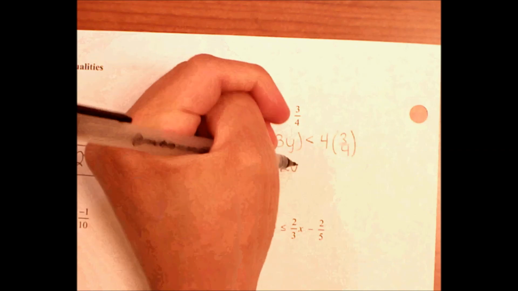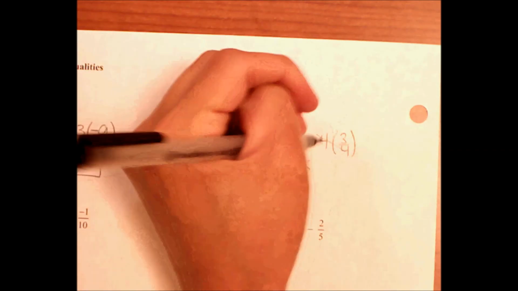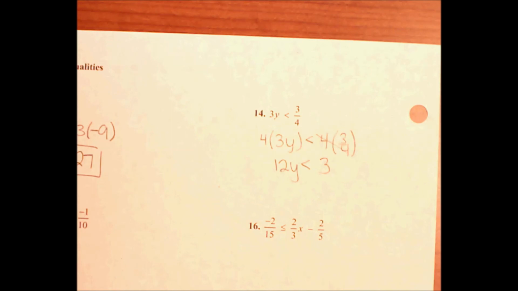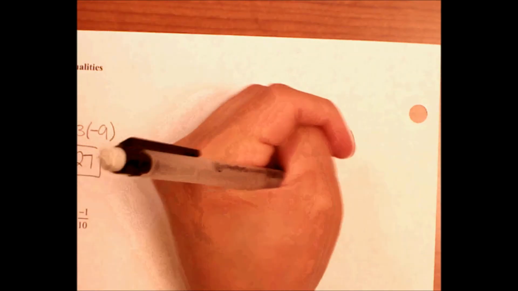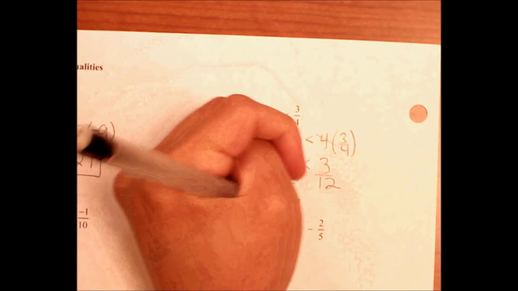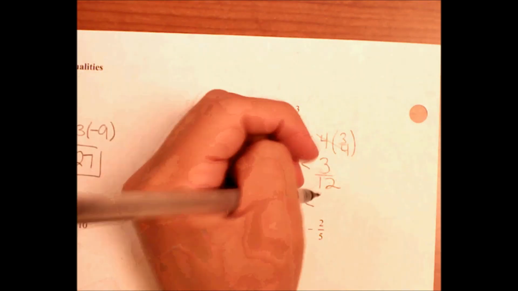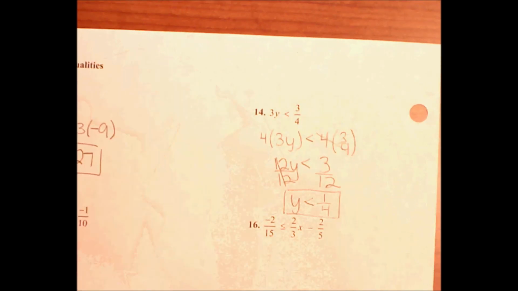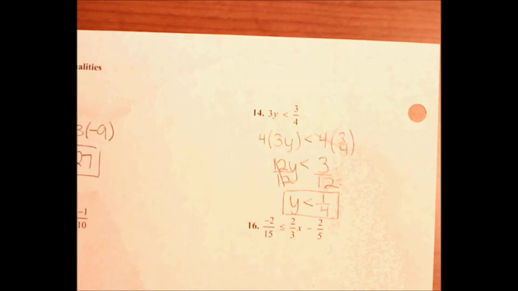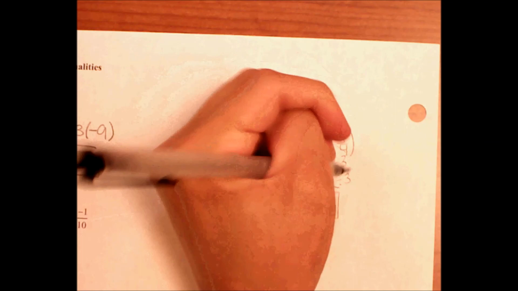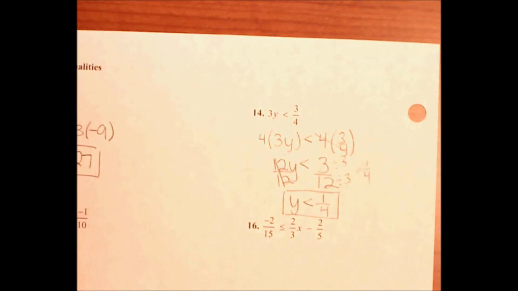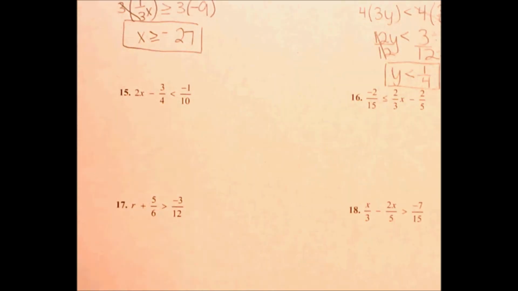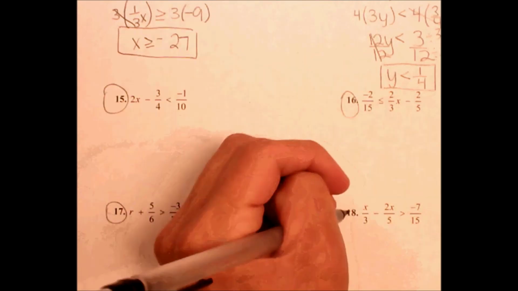So we have 12y is less than 3. Divide by 12, divide by 12. y is less than 1/4. You have to reduce it. You get 1/4 by dividing the top and bottom by 3, reducing the fraction. Okay, and in class you will work 15, 16, 17, and 18.